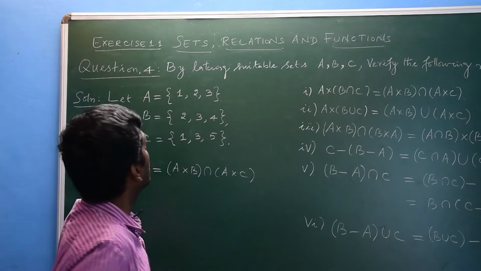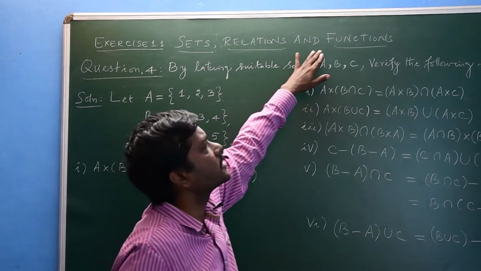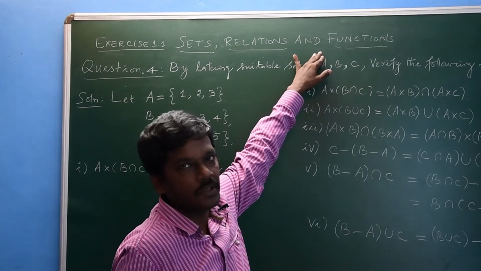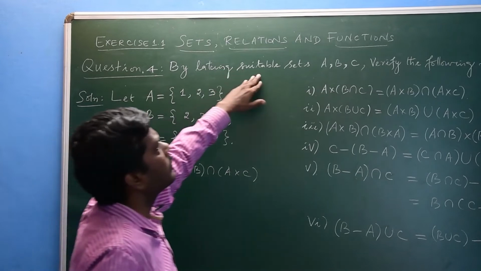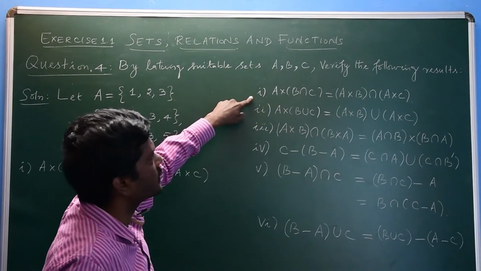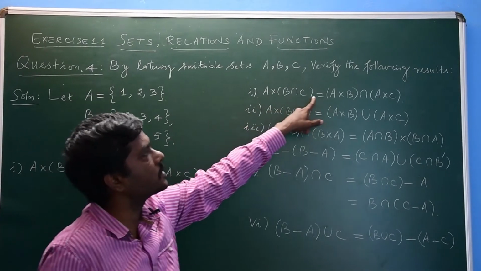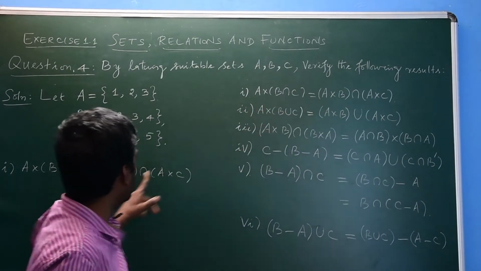Welcome back, students. This is exercise 1.1, sets, relations and functions, for Higher Secondary plus 1 mathematics, Tamil Nadu State Board. Question number 4. By taking suitable sets A, B, C, verify the following results. The first result is A × (B ∩ C) = (A × B) ∩ (A × C). First we will verify the first result.